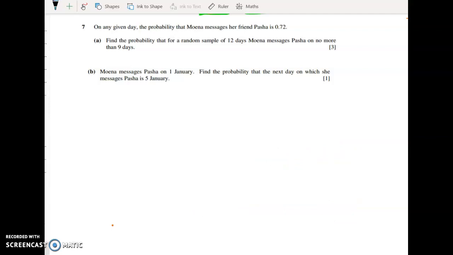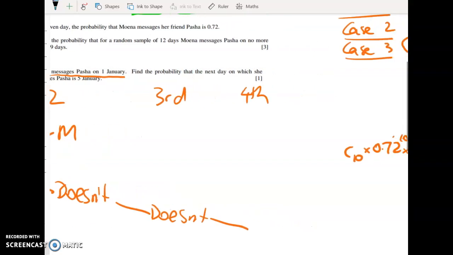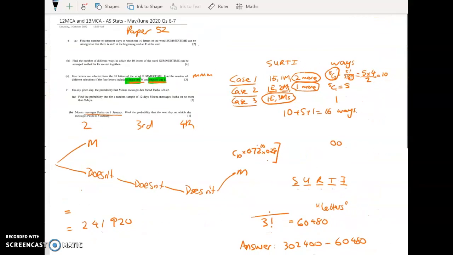So here's your tree. What happens first? Well, we know she messaged her on 1st of January. So on the 2nd of January, she either messages or doesn't, right? So we want doesn't for the 3rd, doesn't for the 4th, and then on the 5th, we want her to send a message. So the doesn't probabilities are 0.28. So we're going to have 0.28 cubed.